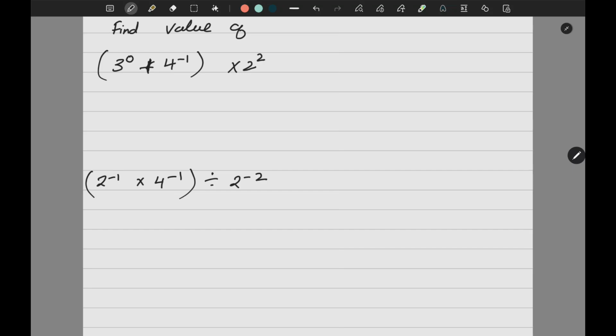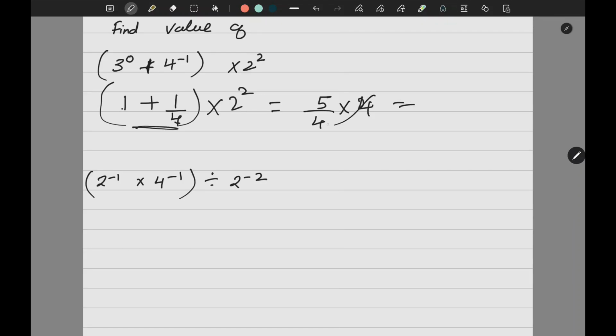Okay, now look at this. If I want to solve this, what is 3 to the power 0? 1. Plus 4 to the power minus 1 is 1 by 4 into 2 square. Right? So take the LCM. So 4 LCM, 4 here, 4 plus 1, 5. 5 by 4 into 2 square, which is 4. So 4, 4 cancel, the answer is 5. Simple. Right?